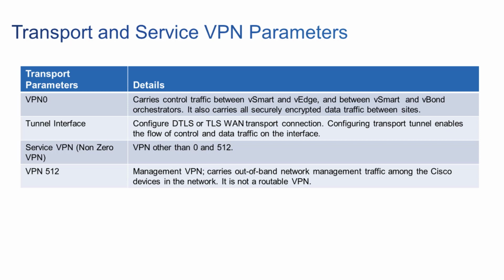And like I said, VPN 0 has been identified. Now the tunnel interfaces, those are our DTLS and TLS WAN transport connections. Those are used to transport tunnel traffic and enable flow of control and data traffic to an interface. The service VPNs are those non-default VPNs, and then VPN 512 is our management VPN.